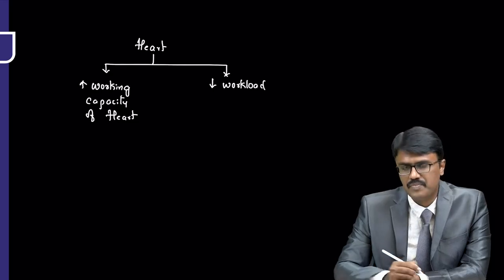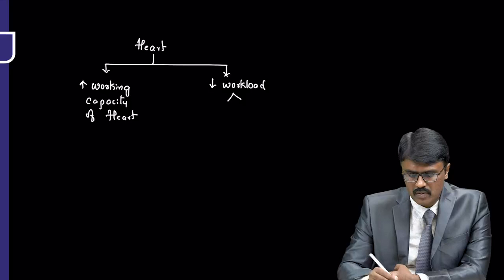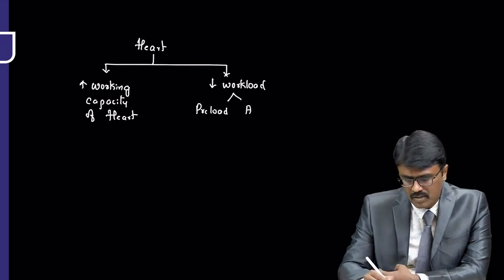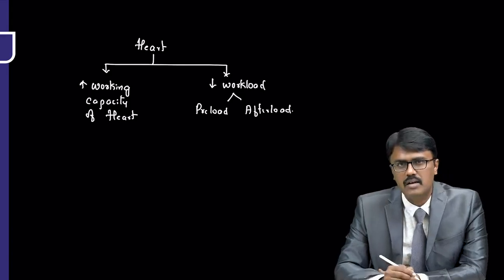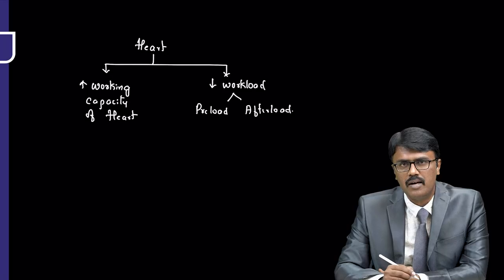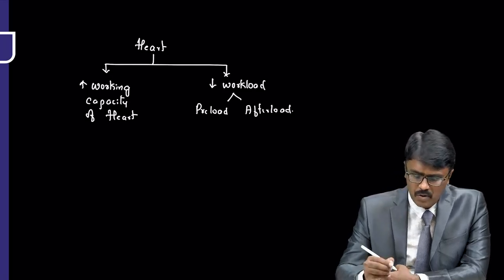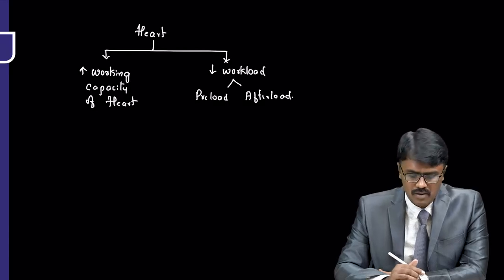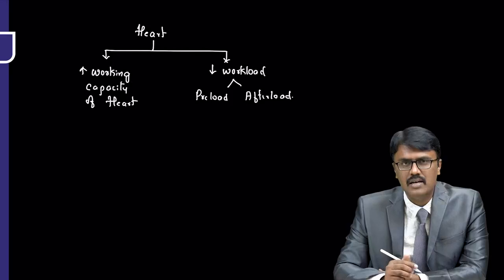Now, I told you there are two types of load on the heart. One is called preload because of venoconstriction, and one more is afterload, and that is because of artery constriction, that is arteriolar constriction. Now, how do I overcome this problem? How do I increase the working capacity of the heart and how do I decrease the workload?